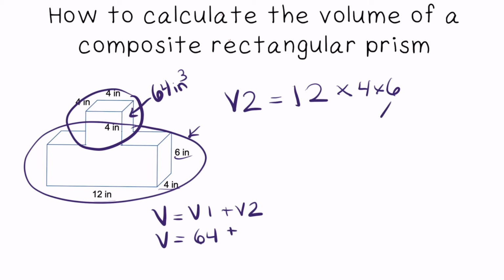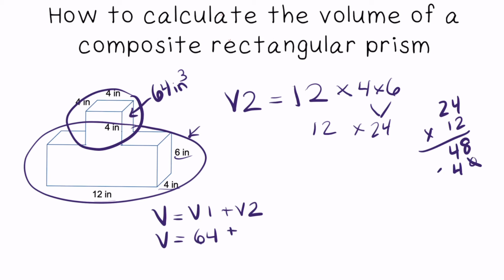We can multiply 6 times 4, which gives us 24, and we can multiply that times 12. 24 times 12, 2 times 4 is 8, 2 times 2 is 4, 1 times 4 is 4, gotta leave our placeholder there, 1 times 2 is 2, and if we add that up, we get 288. So our volume of our second section of our composite figure is 288 cubic inches.